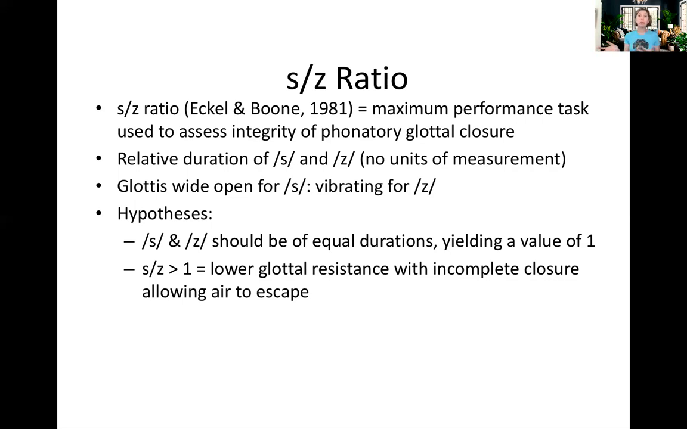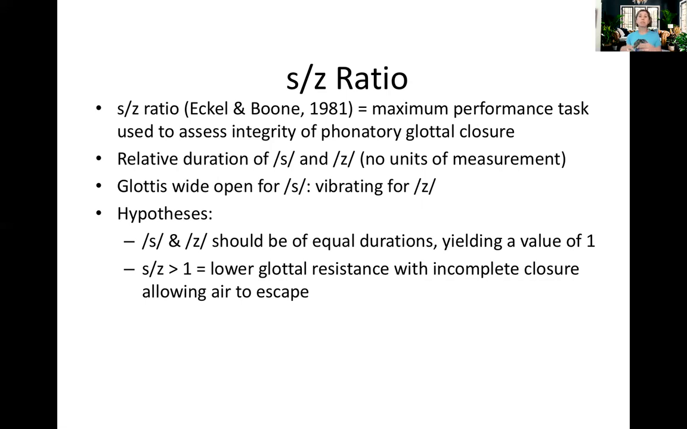It's just a ratio between these two durations, so there is no unit of measurement. We have our speaker produce S and Z, and our S and Z are produced in the same place, the oral cavity, in the same manner. They're both alveolar fricatives. One's voiced, one's voiceless. S is voiceless, Z is voiced. So that means our glottis is open for S and vibrating for the Z. As a result, there should be increased laryngeal resistance during the production of Z as compared to S.